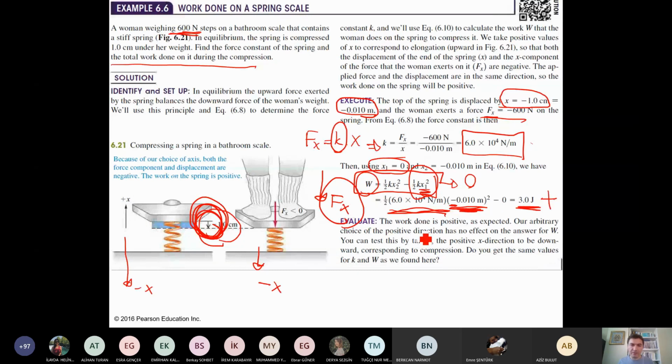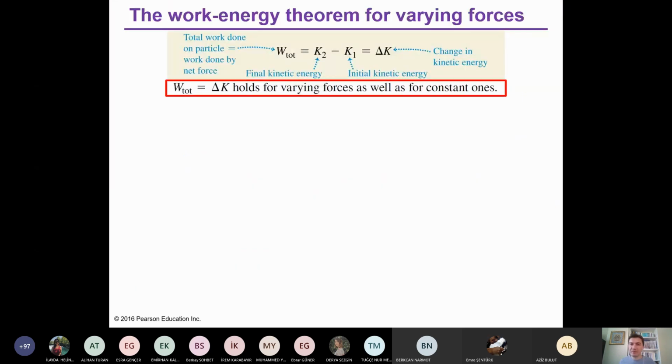So this spring does a negative work on this woman, with the same amount but opposite direction. The force applied by the spring on the woman is given with this positive Fx, and the compression is along the negative x direction. Then this spring does a negative work on the woman. Any question? Then let me continue with the work energy theorem for varying forces.